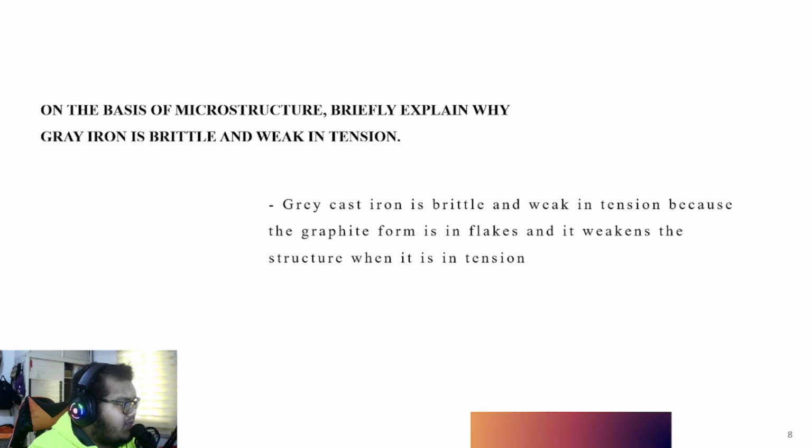The second question is, on the basis of microstructure, briefly explain why gray iron is brittle and weak in tension. Gray cast iron is brittle and weak in tension because the graphite form is in flake and it weakens the structure when it is in tension.